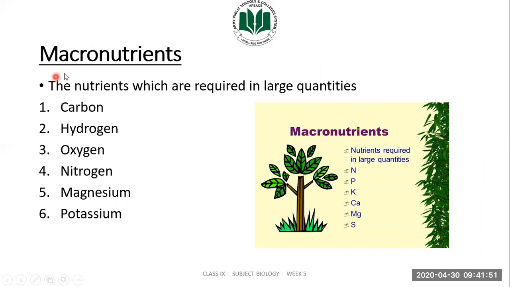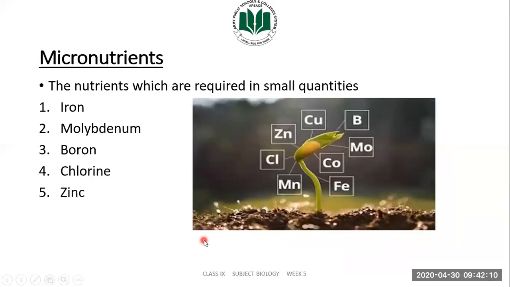Macronutrient, as the name shows, macro, it means big or large amount. The nutrients which are required in large quantities are known as macronutrients, such as carbon, hydrogen, oxygen, nitrogen, magnesium, and potassium. These nutrients are very important for the plants and required by them for their growth and energy.